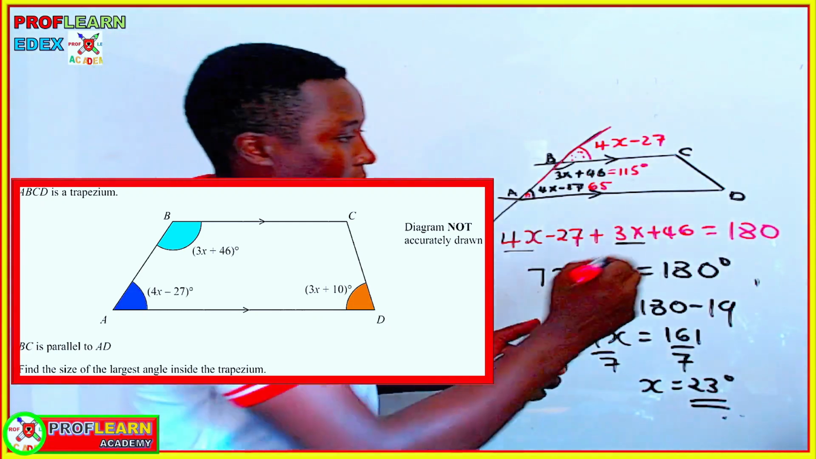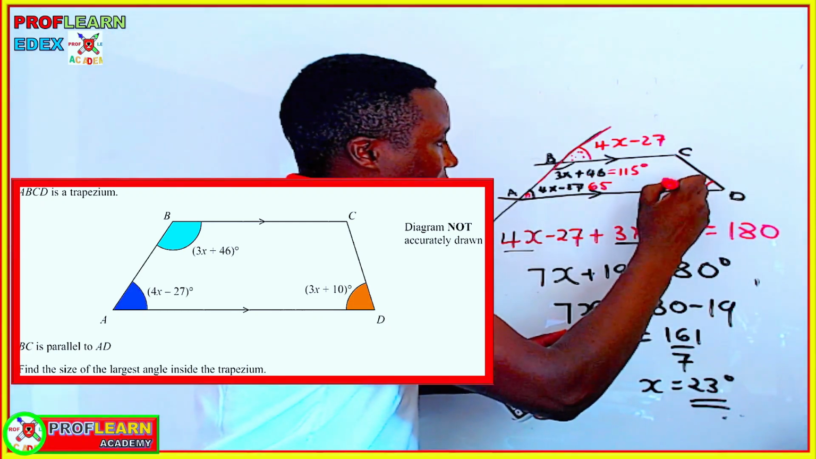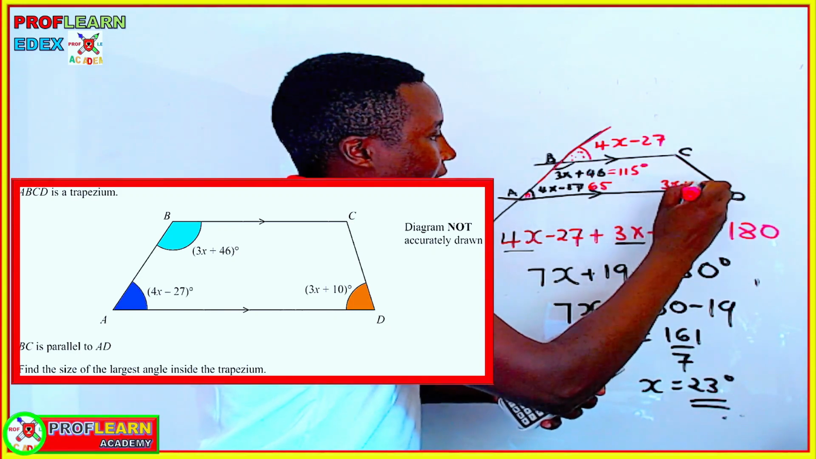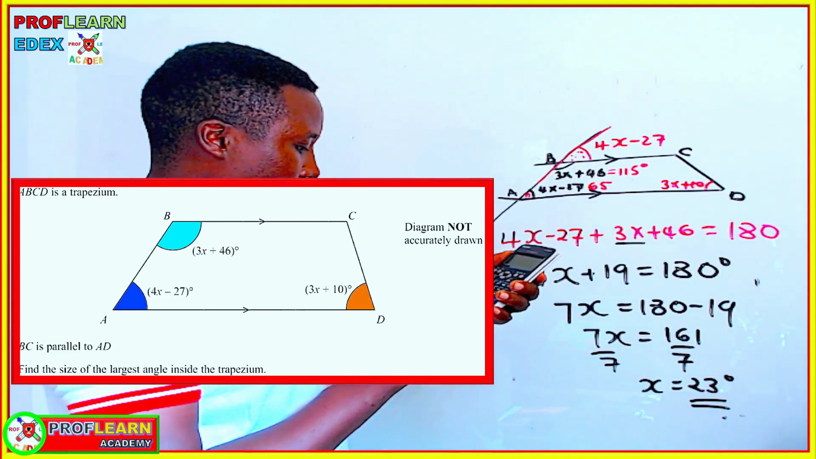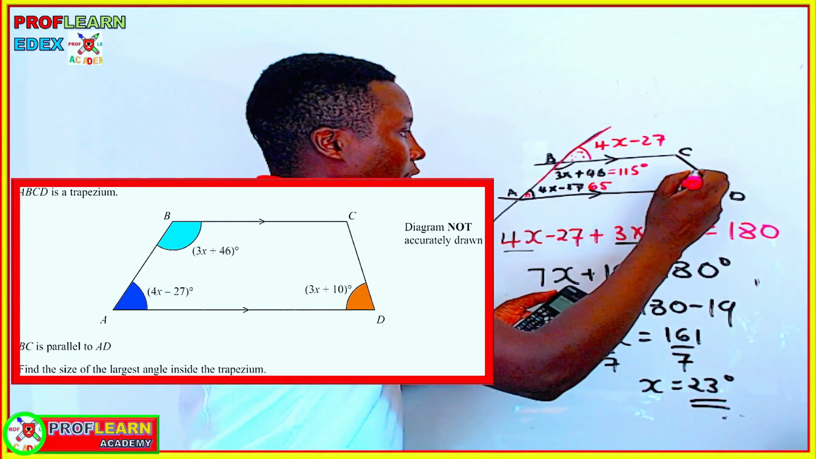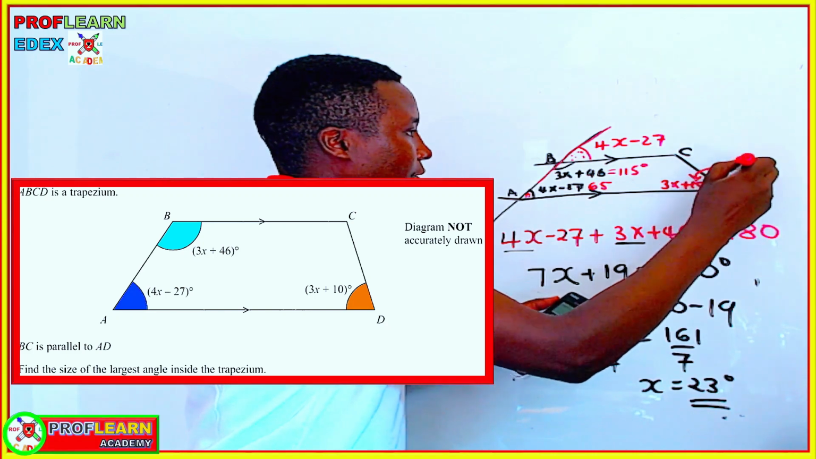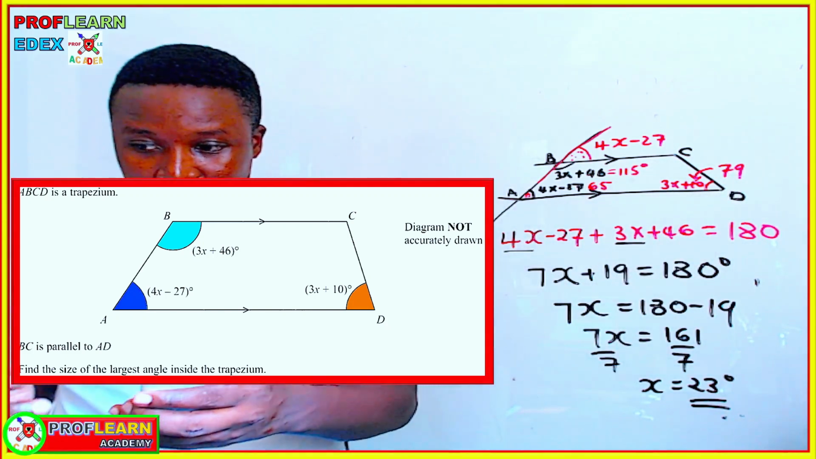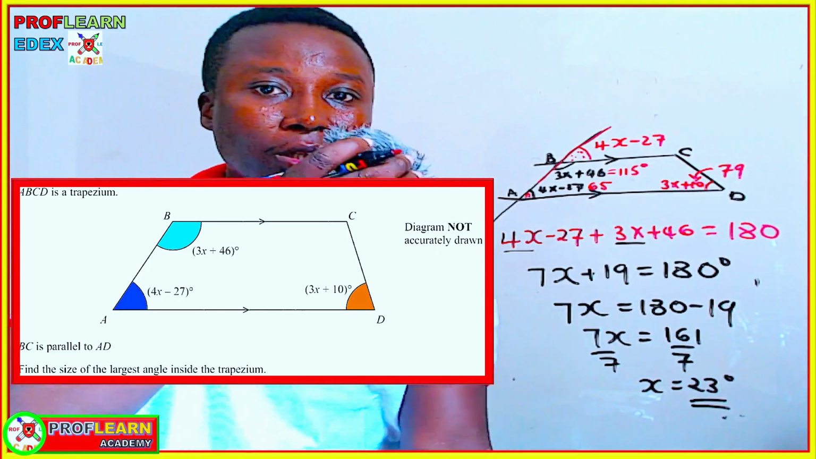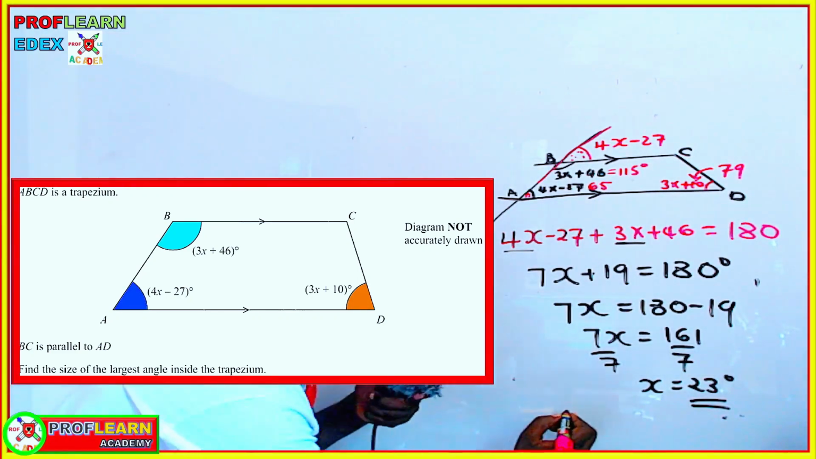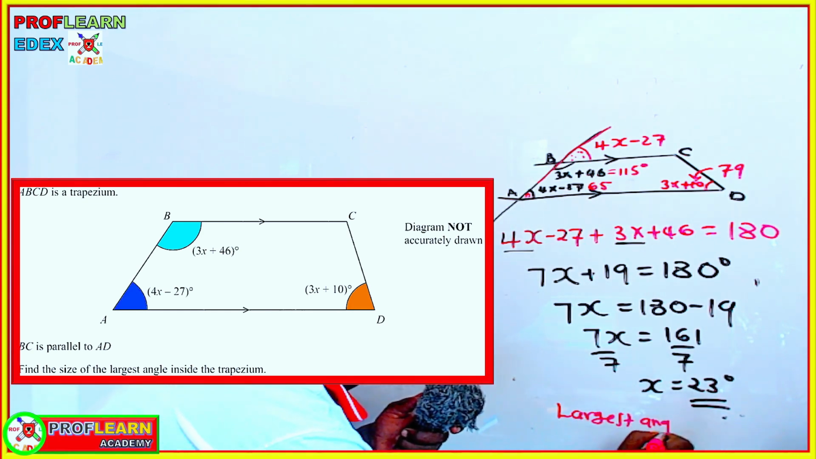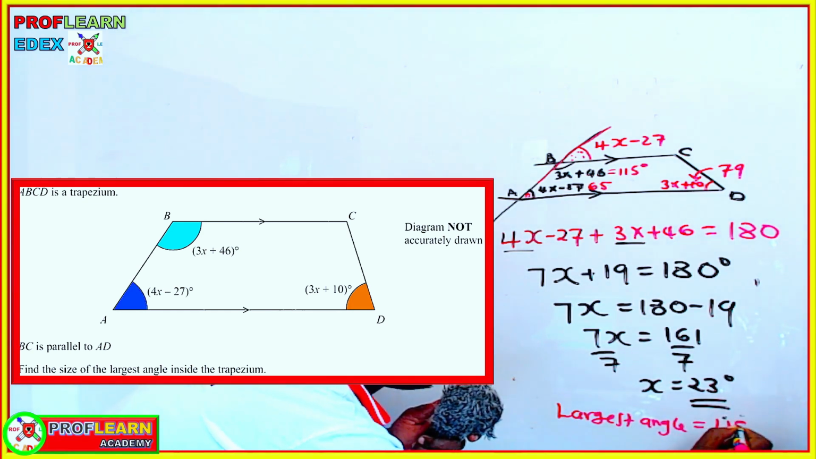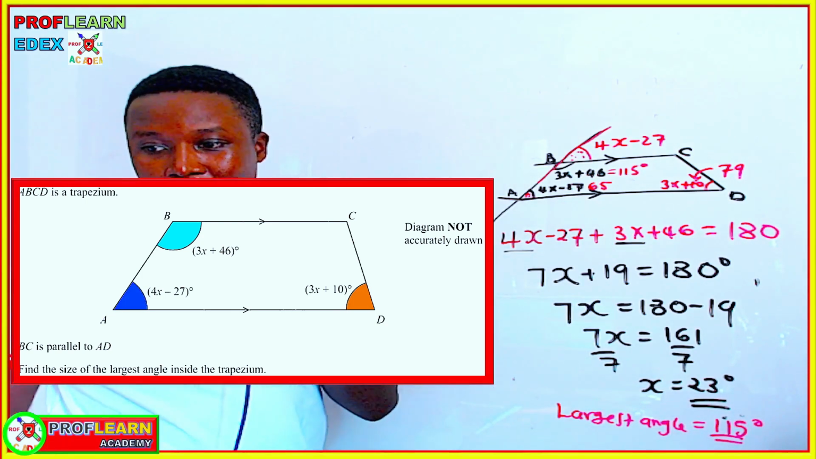And also we were told that this angle here is 3x plus 10. So this is 3 times 23, then plus 10, which becomes 79. So the angle that we have at this point is actually 79. The question was asking us to find the largest angle inside the trapezium, meaning that the largest angle, we can say, is going to be equal to 115 degrees as our final answer in that case.